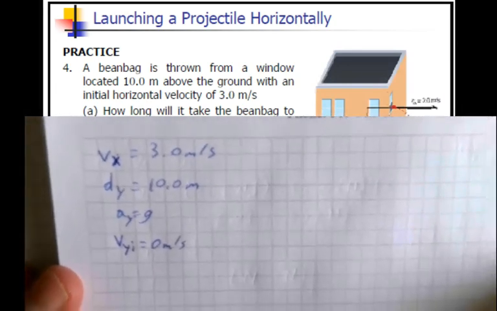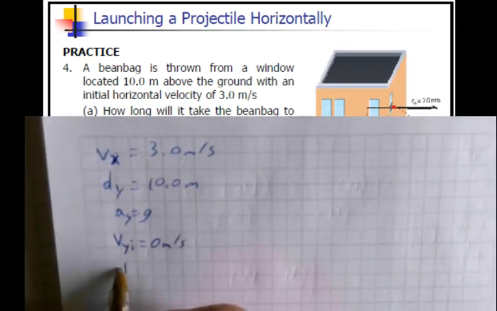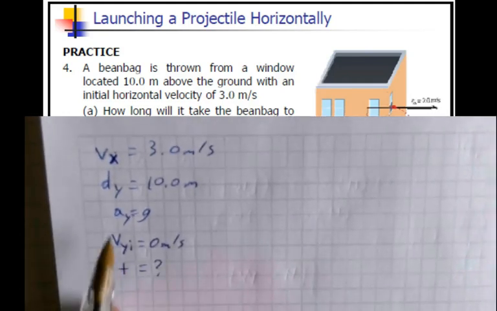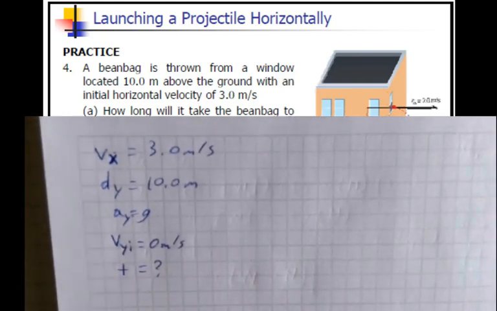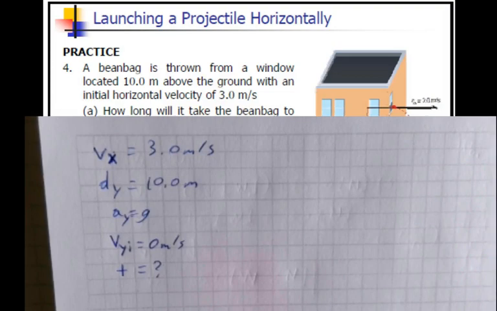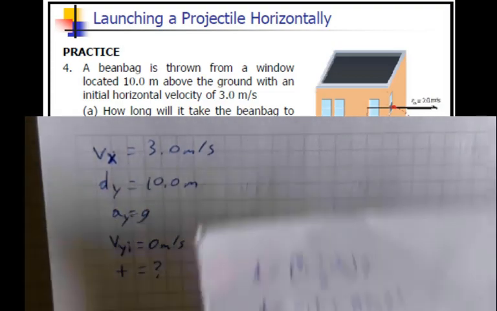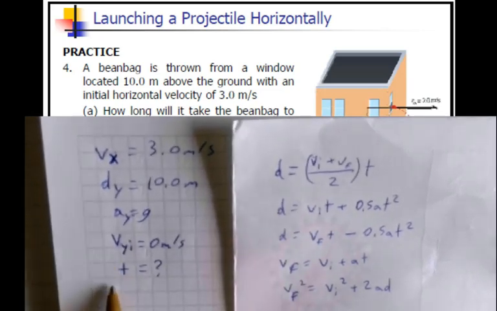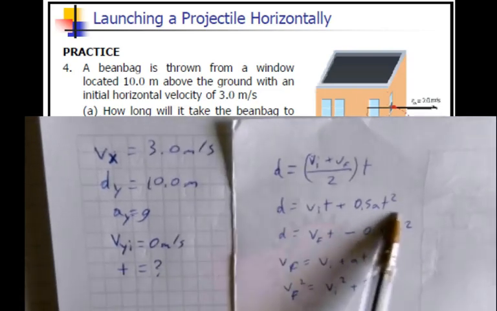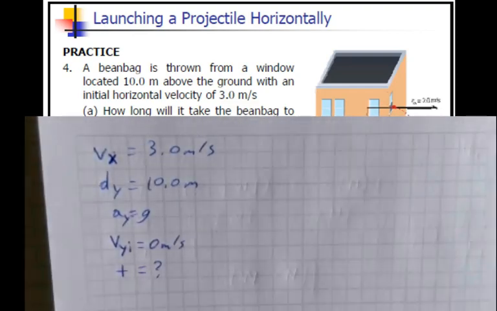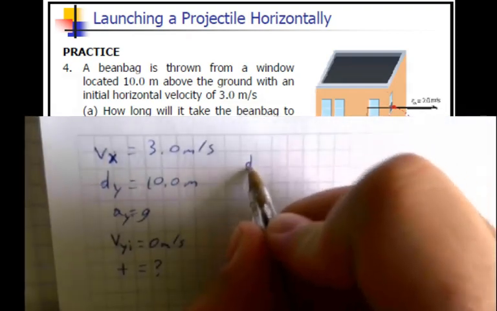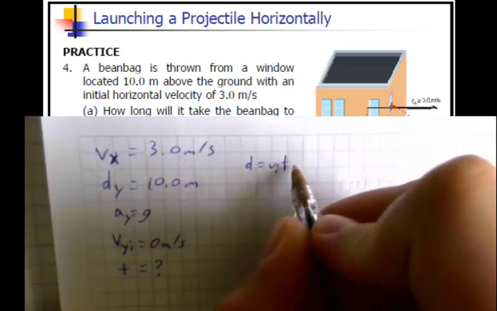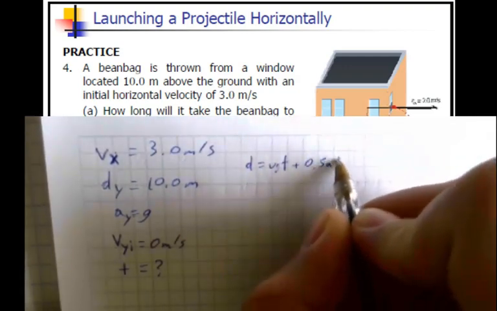So what we're really doing here is we're trying to solve for t given dy, ay, and vyi. So using our equations of motion, the original 5 equations of motion, which I'll bring up here for reference again, we have a d, an a, and a vi, and we need to find a t. So I look at this equation here, and I can solve that. That is d equals vi t plus 0.5 at squared.